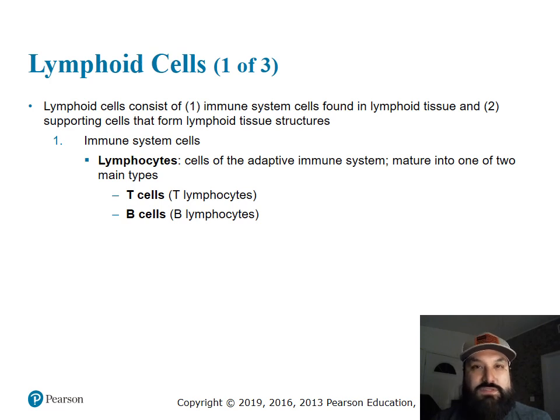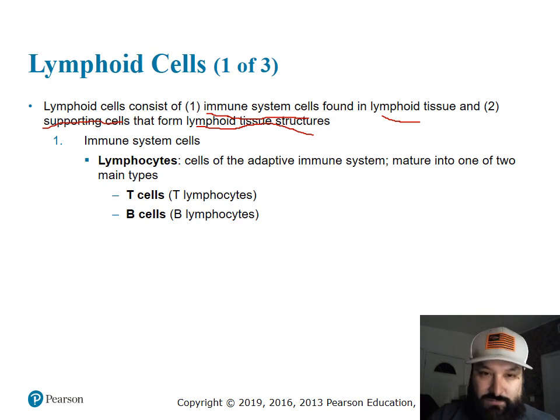Why do we have this system in place in our body, and why in fact does it have to work this way? And that answer really is because what we see here, the lymphoid cells. Okay, that's really the immune system cells. Okay, and I'll underline that. Immune system cells that you find in lymphoid tissue, and the supporting cells that form this lymphoid tissue structure.